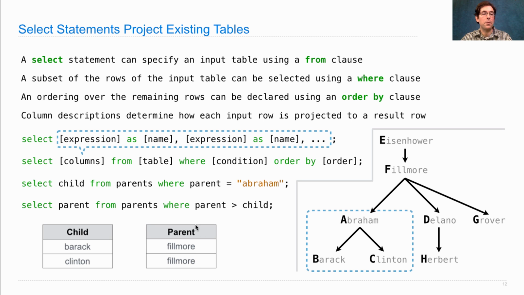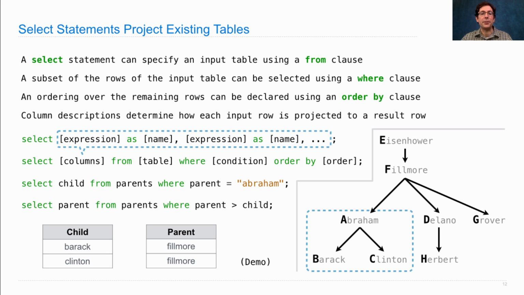We'll have a table with a single column, the parent column, which will contain all of the different parents that come later in the alphabet than their children. Fillmore comes after Abraham. Fillmore also comes after Delano. There aren't any other cases like that, and so we get Fillmore twice. So here we can see it's possible to have the same row, in terms of its values, repeated multiple times in a table.